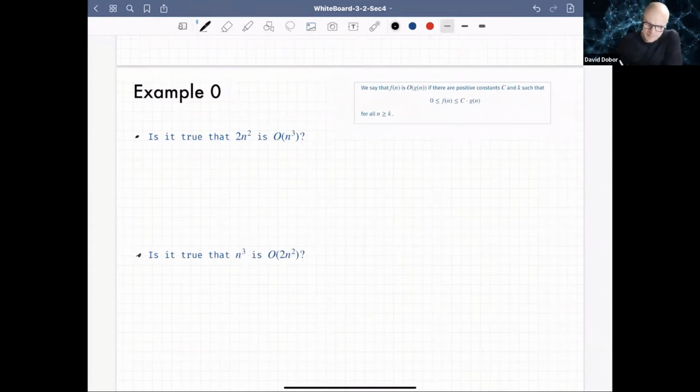Is it true that 2n squared is big O of n cubed? What am I trying to do? I'd like to make it less than or equal to some multiple times n cubed for all n greater than or equal to some k. These c and k are the witnesses, always keep them in mind. So what pair of witnesses works? Just ad hoc.